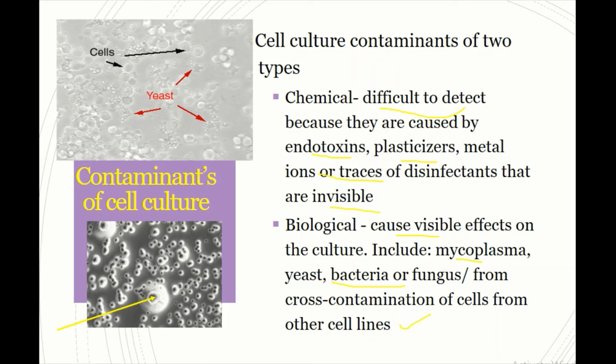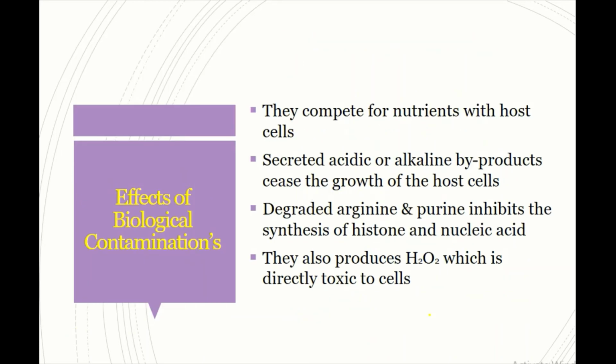So what are the effects of biological contamination? They are also competing for nutrients with the host cells, and then they secrete acidic or alkaline byproducts that can cause the growth of host cells to reduce or to stop. Then degraded arginine and purine inhibit the synthesis of histone and nucleic acid, and therefore abnormal nucleic acid formation. And then we have them producing hydrogen peroxide, which can directly be toxic to the cells.